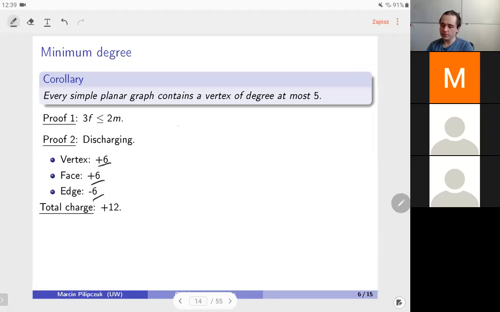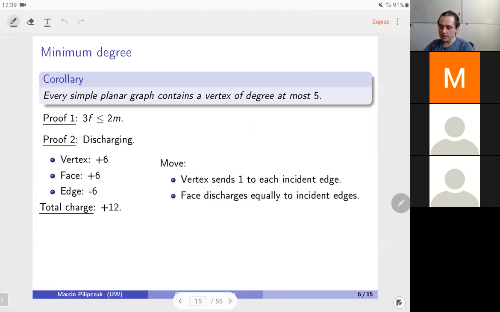And by Euler's formula, which was again n plus f minus m equals 2, if you put the same amount on each vertex and face and the negative of this amount on every edge, then the total charge will be slightly positive. It will be just 2 multiplied by the amount, twice the amount you put on every vertex and face. So that's what we start from, and we'll use the fact that the total charge in the entire graph is positive. That means that if we reshuffle these things, there will always be some object in the graph that has got a positive charge, and that will give us some things.